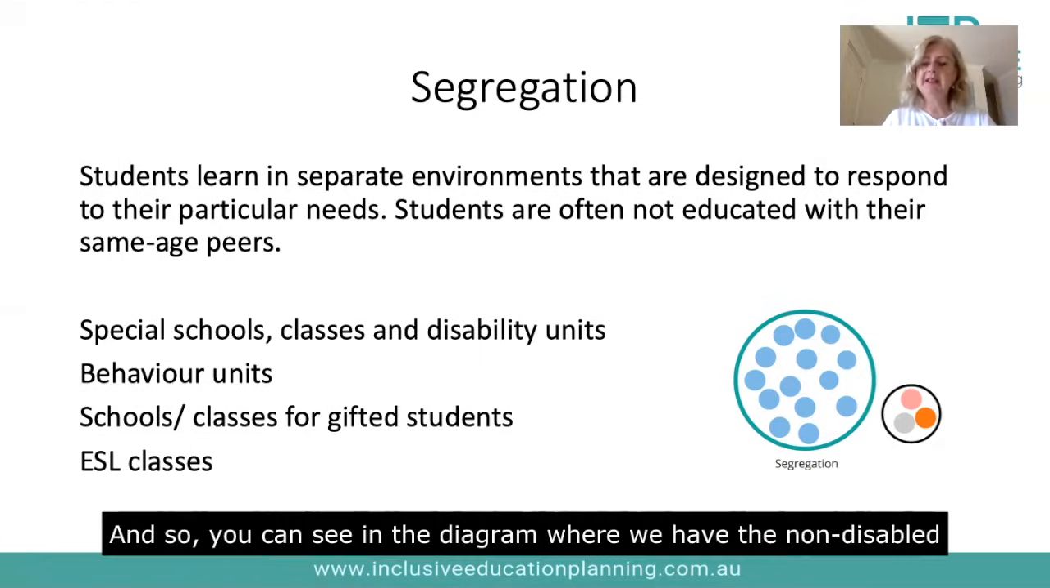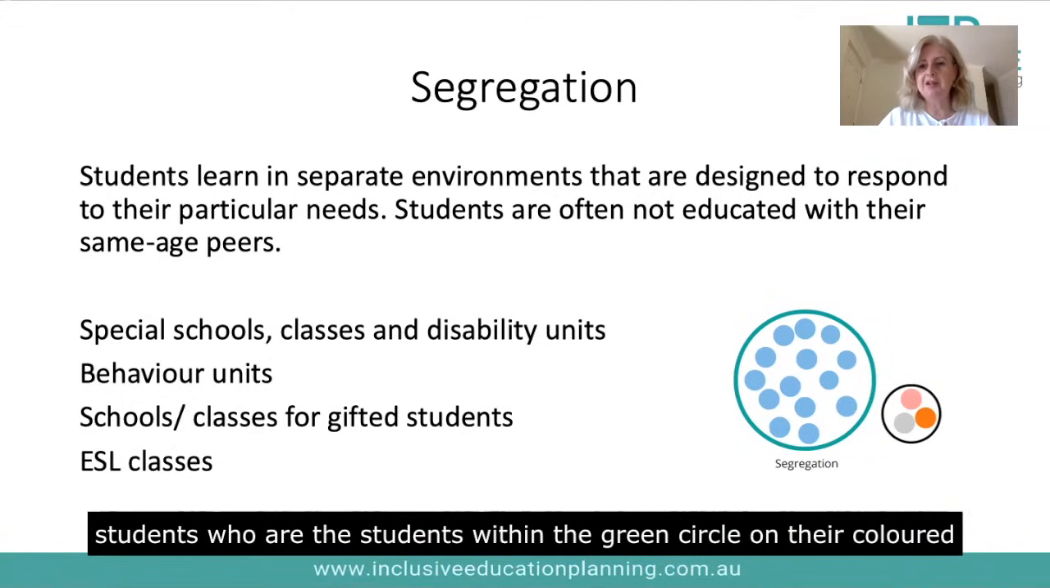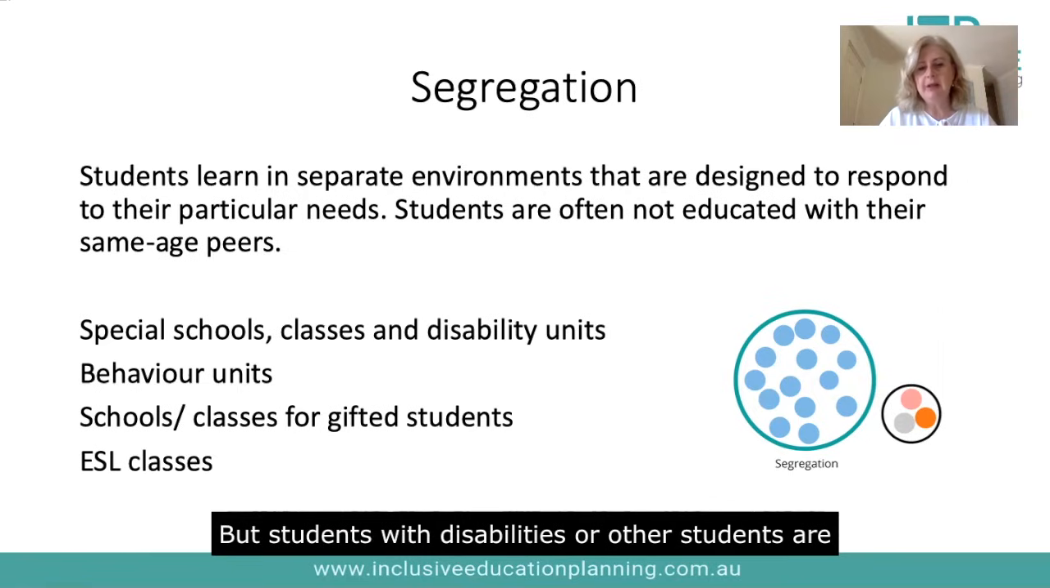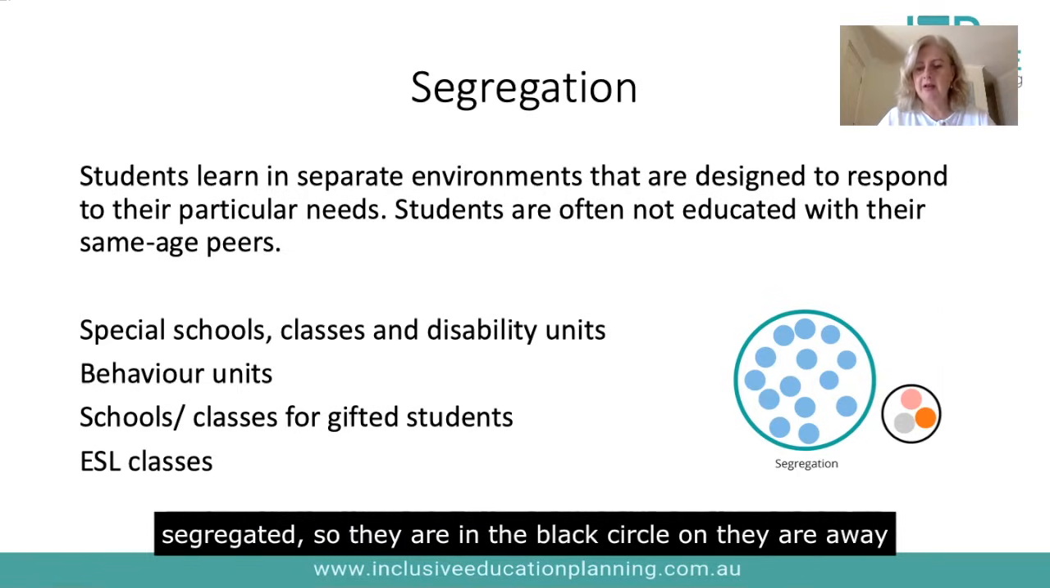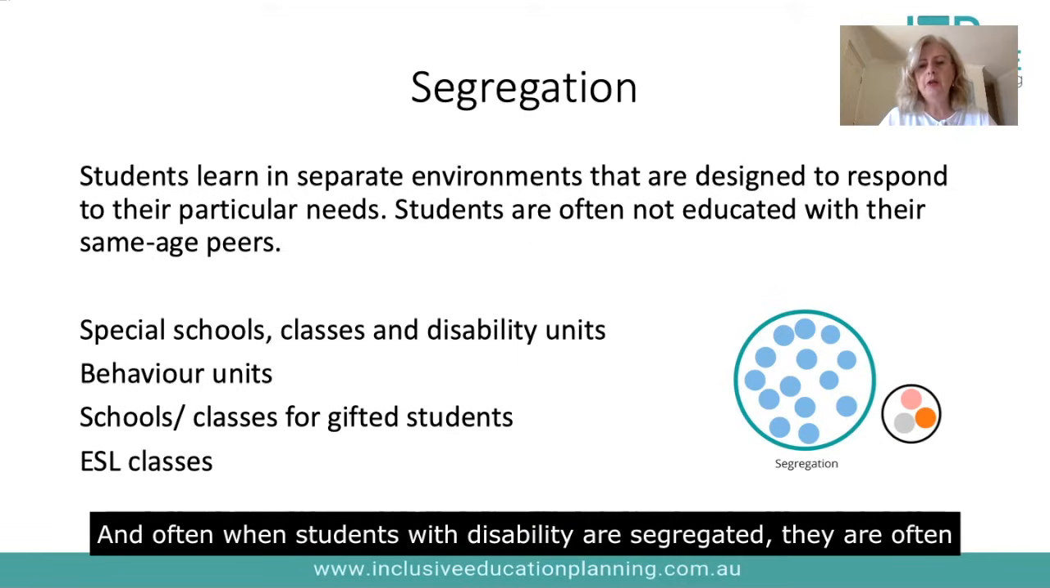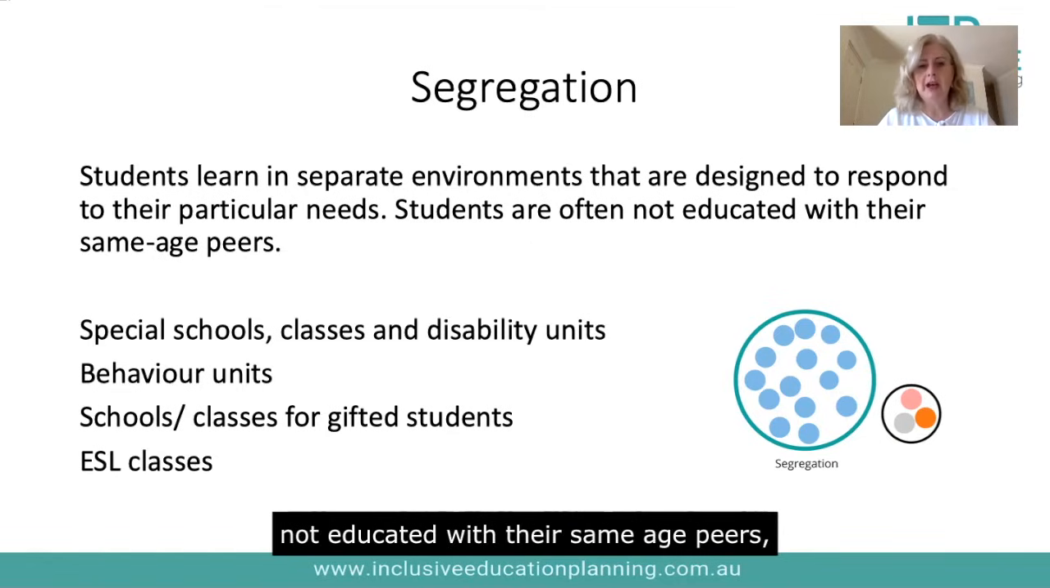You can see in the diagram that the non-disabled students within the green circle are coloured blue, and they are grouped together within regular education. But students with disabilities or other students are segregated. They are in the black circle and away from regular education. And often when students with disability are segregated, they are not educated with their same age peers.